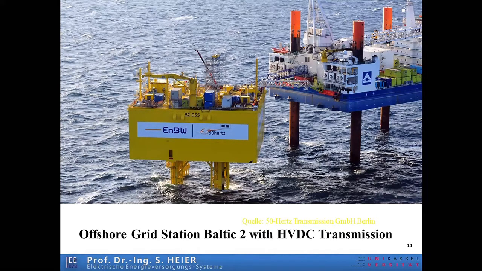Okay, here you see the offshore grid integration, Baltic 2. When we integrate an offshore wind farm, we have to bring the power together in this grid station, and up to about 100 kilometers we connect this station by AC 110, 220 or 380 kilovolt. When we go over this distance, over 100 kilometers, 200 kilometers, then we need a high voltage DC system, mostly designed for the 300 kilovolt level.